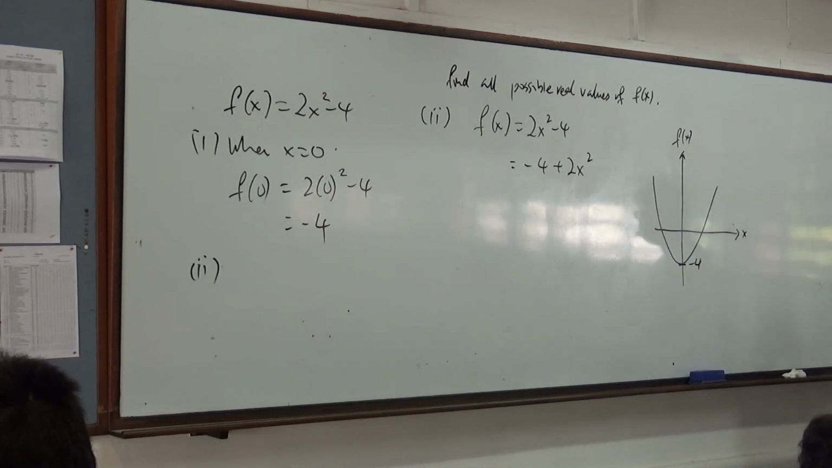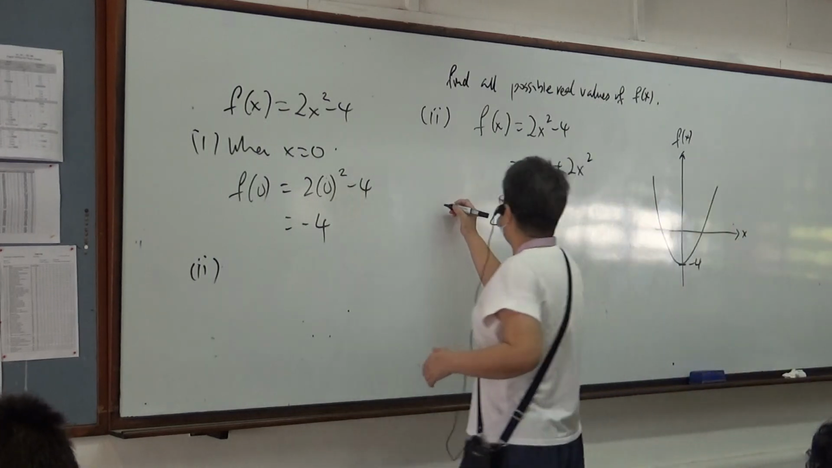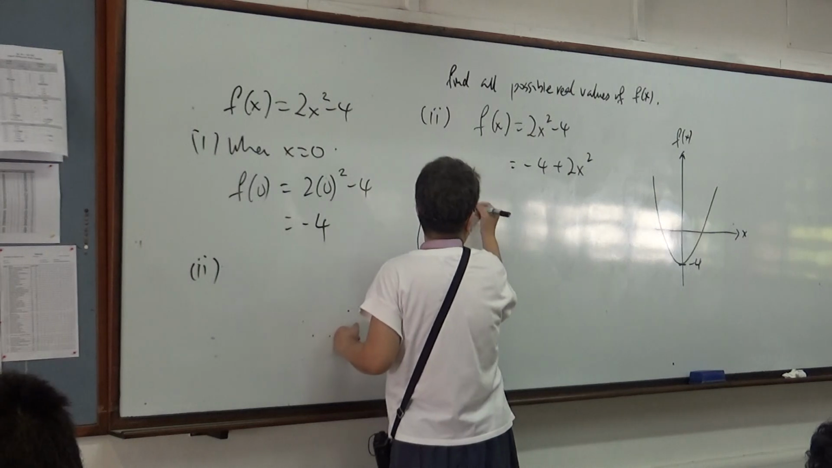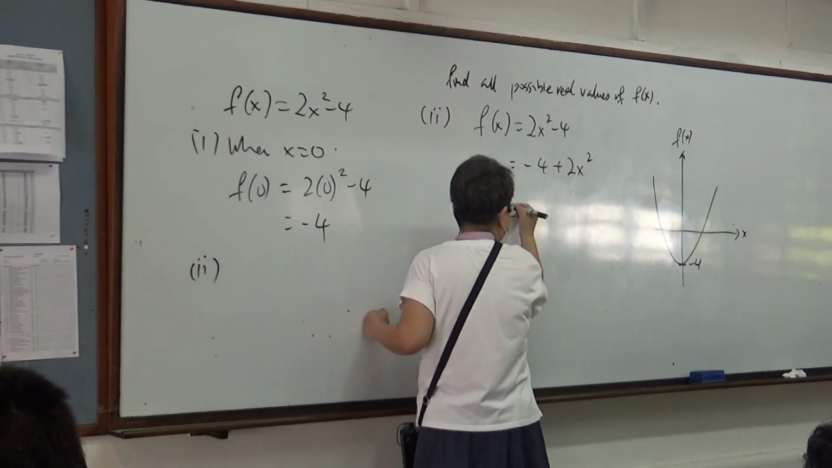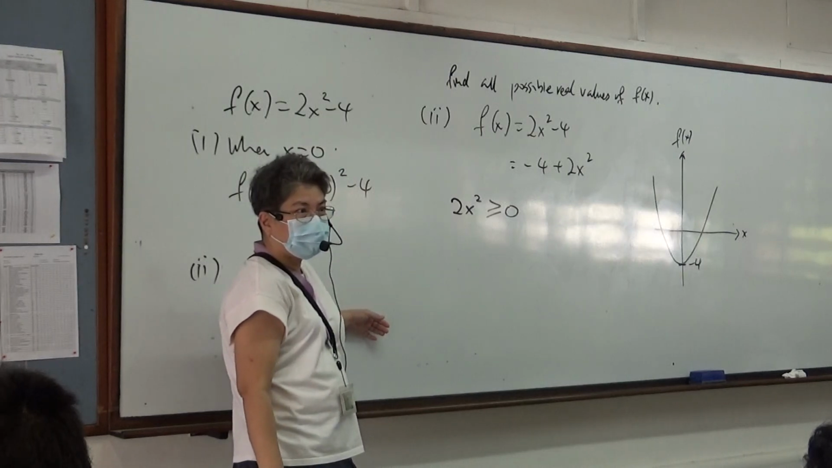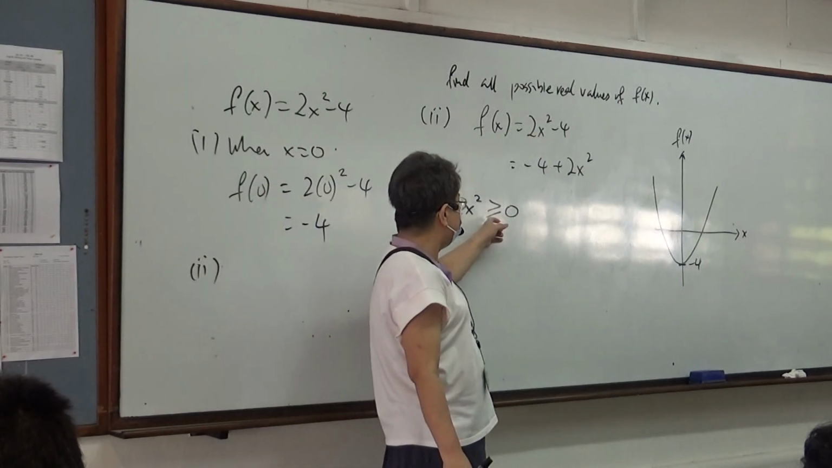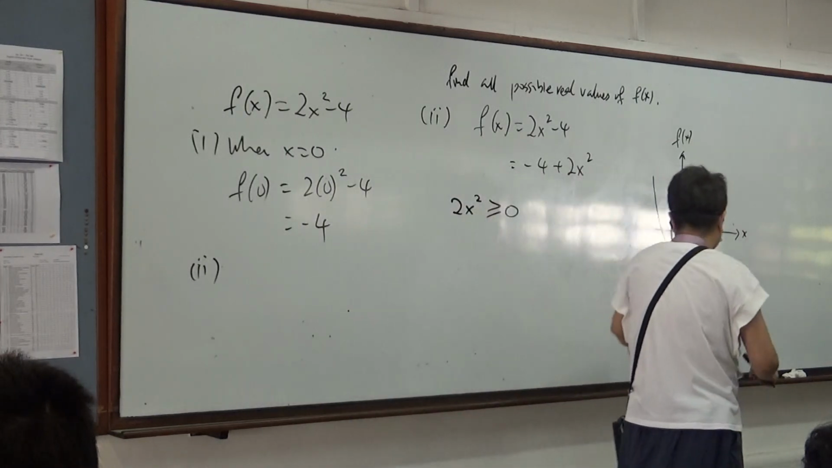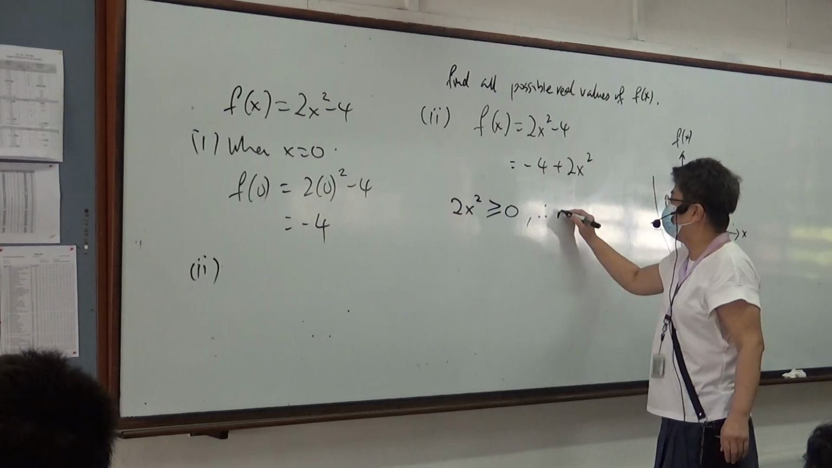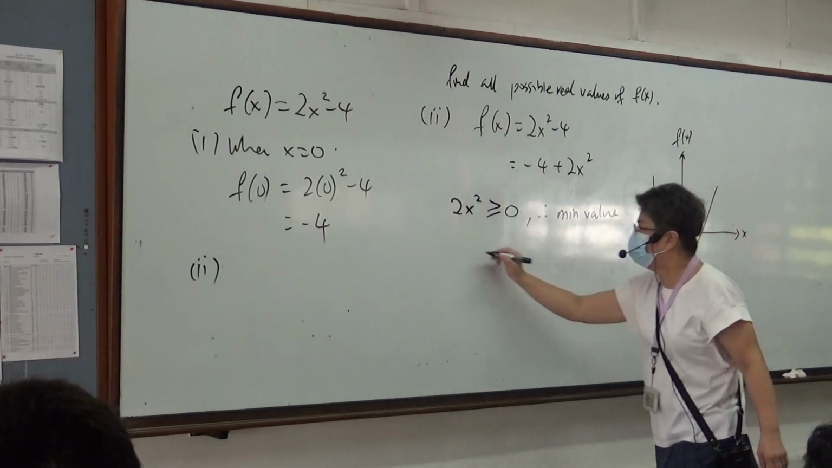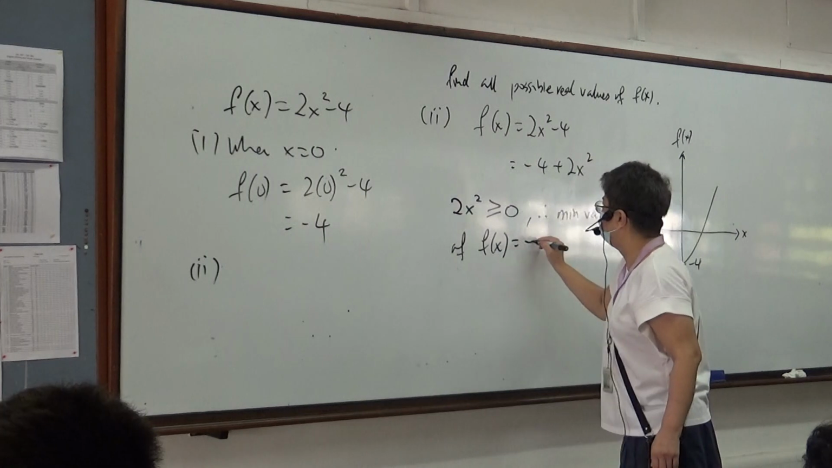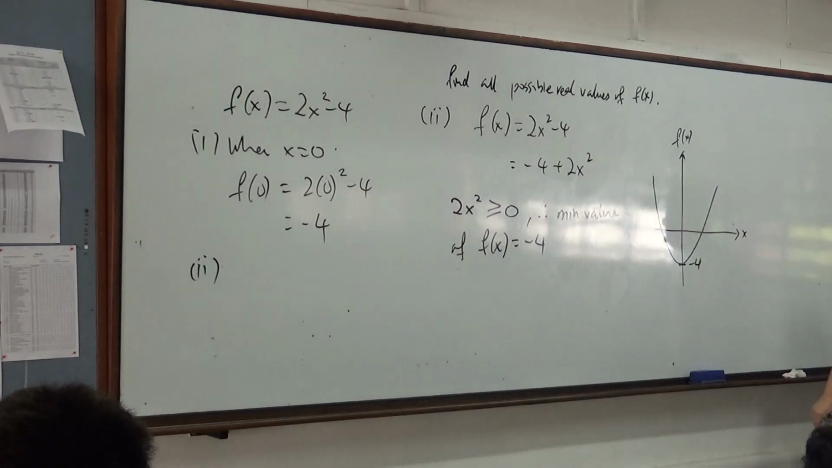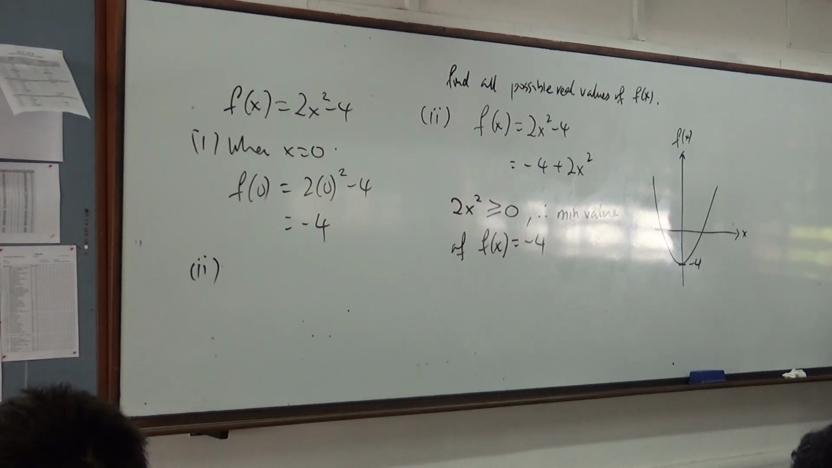But how would you present the answer? Do you understand how to present the answer? Now, do you agree that 2x squared is always bigger than or equal to 0? How can it equal 0? Because when x is 0, it is 0. Okay? So what does it mean? Therefore what? Agree? Yes or no?